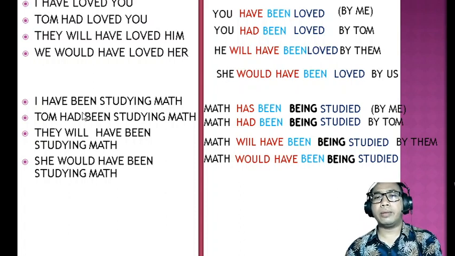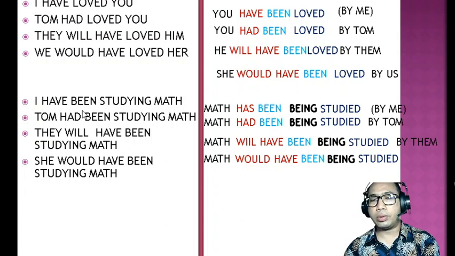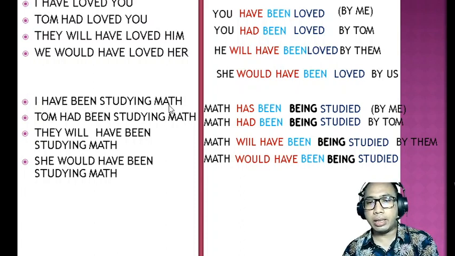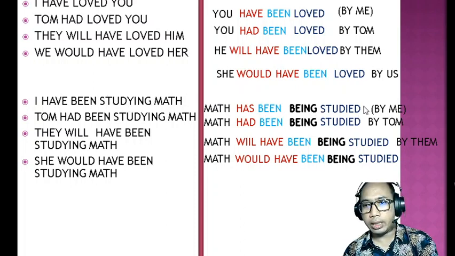Next, for the perfect continuous: it has already happened and is still happening. I have been studying math. Math is put in the front, and because math is singular, it takes has, and after that put been. Because this is continuous, put being and then verb 3. This is present perfect continuous. Tom had been studying math. Math had been being studied by Tom.